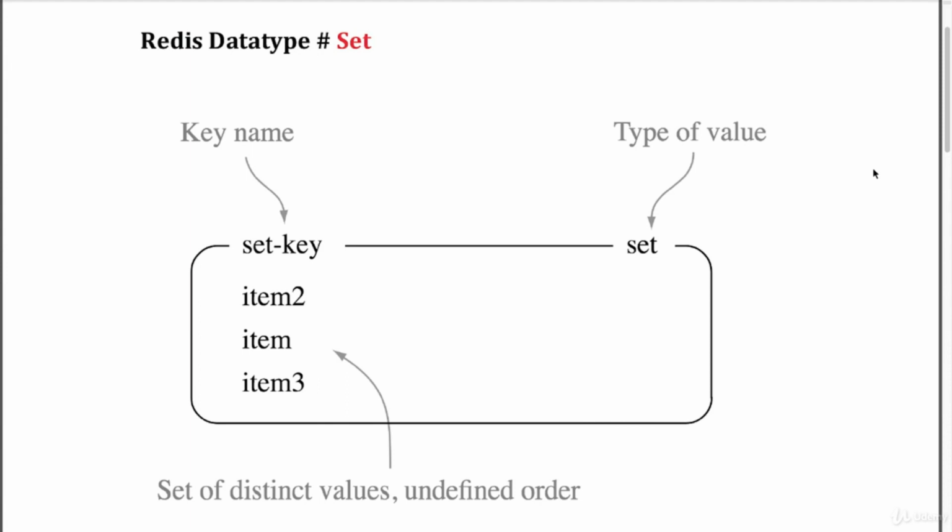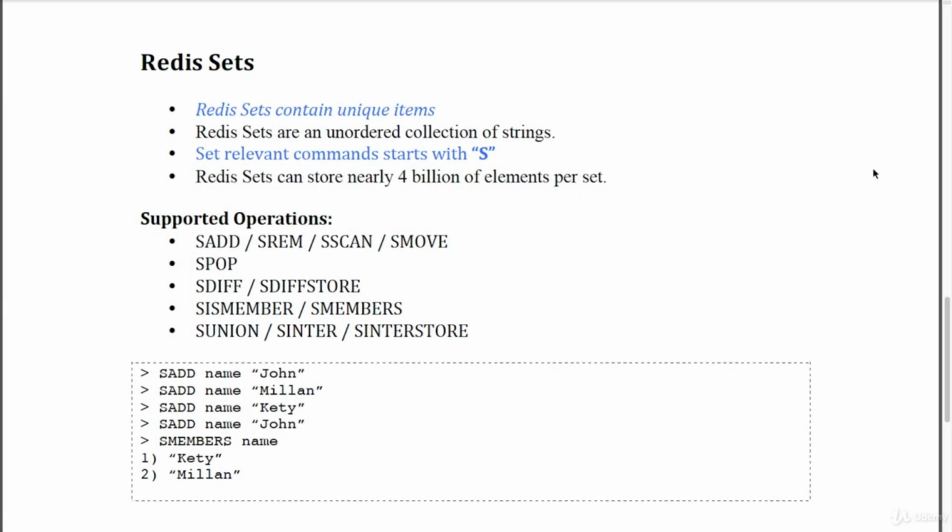Set. The Redis data type set is key based, and a set provides distinct values in undefined order. Redis sets contain unique items. Redis sets are an unordered collection of strings. Set relevant commands start with S. For example, sadd, srem, sscan, smove, spop, sdiff, etc. Redis sets can store nearly 4 billion elements per set.